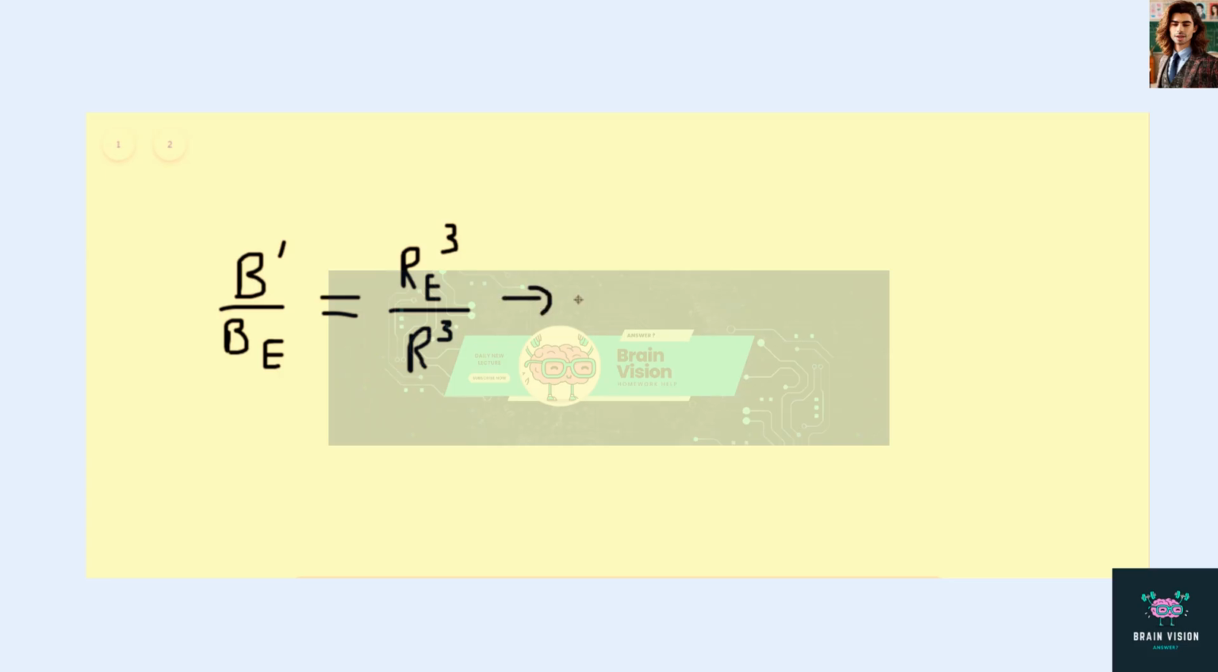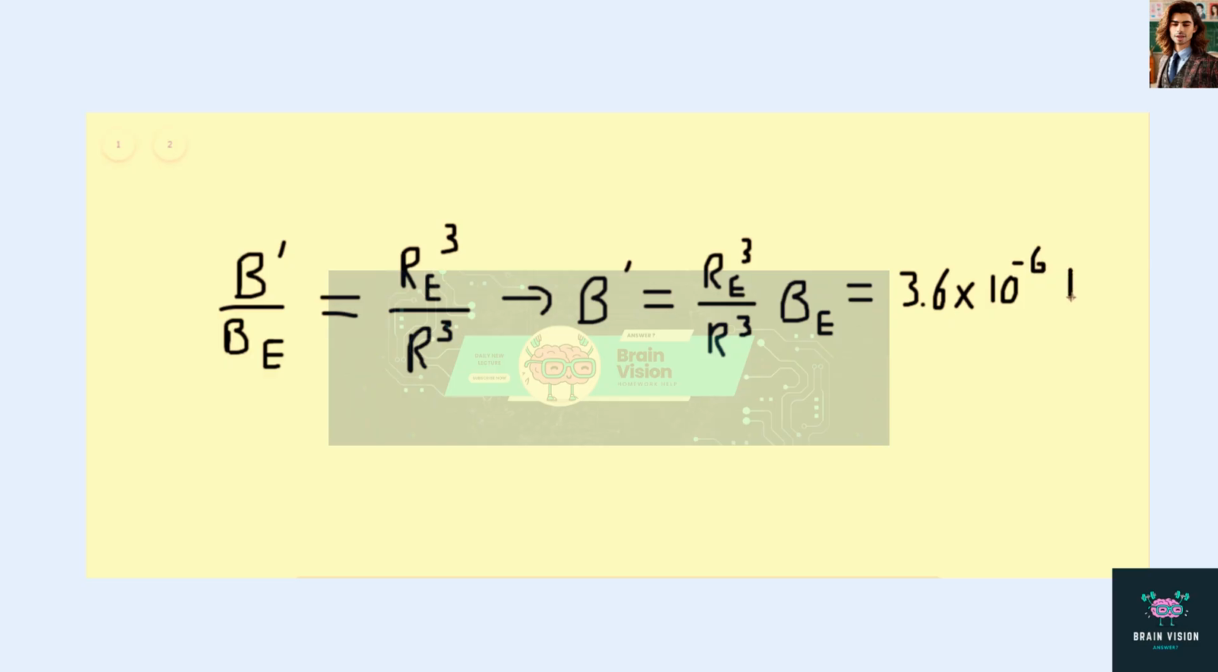So we can solve for B prime, and we have B prime equal to r sub E cubed divided by r cubed, multiplied by B sub E. We know all the values in this expression, so we plug them in and we find a magnetic field magnitude of 3.6 times 10 to the minus 6 Tesla. So it is smaller, and that makes sense because we are now farther away from the center of Earth, where the magnetic field is being generated. We can box that in as our answer.